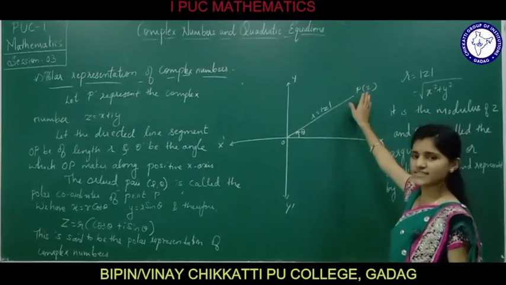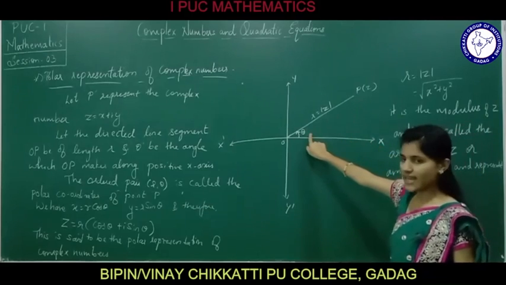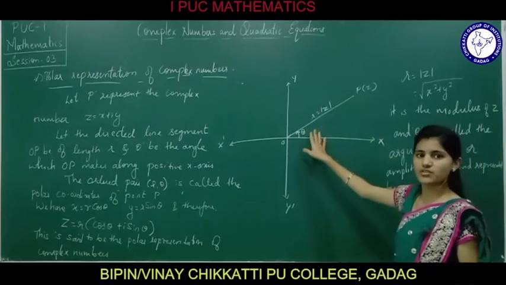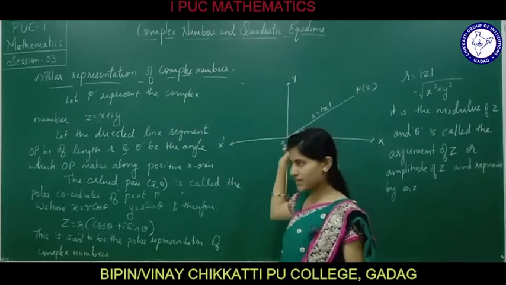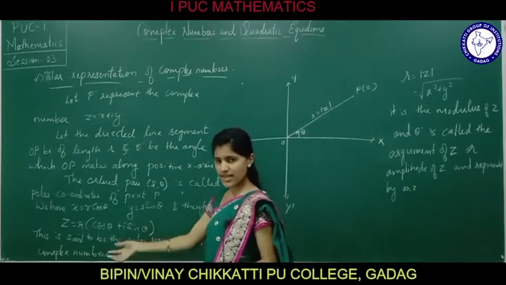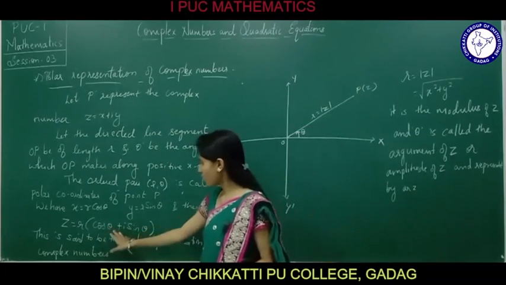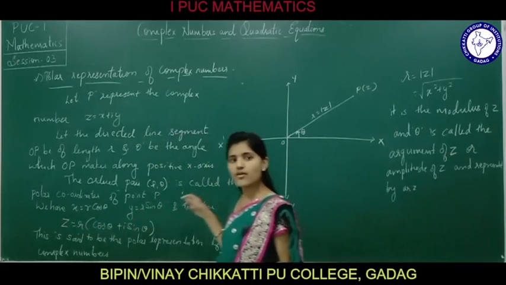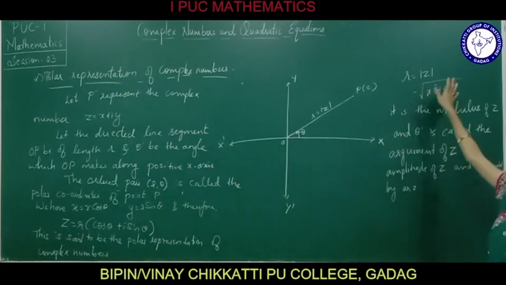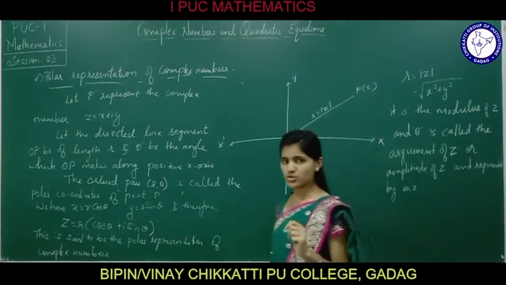If P is any point and OP is any directed line segment and theta is the angle made by the line OP along the positive x-axis, then r comma theta are the coordinates of this point P. We consider x as r cos theta and y as r sin theta. Then z is equal to r into cos theta plus i into sin theta. This is the polar form of complex numbers, where r is the modulus of z, that is root of x square plus y square, and theta is called the argument of z, or the amplitude of z.